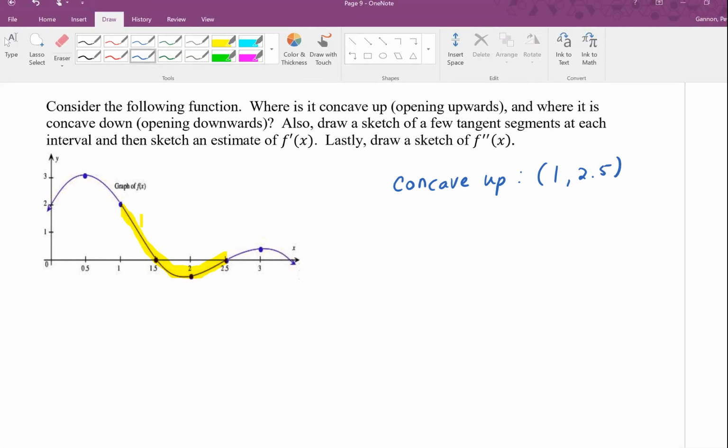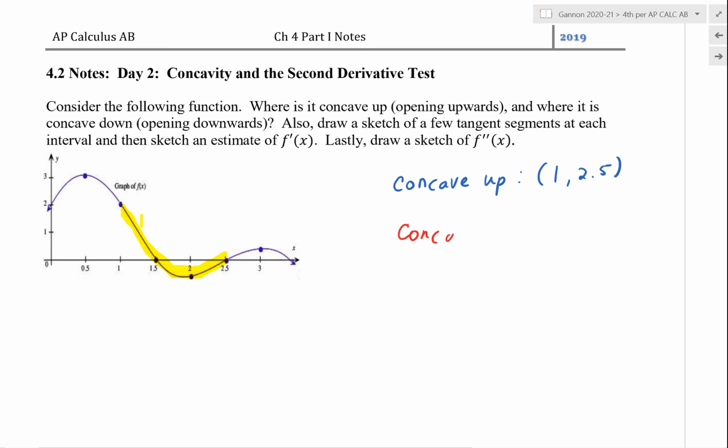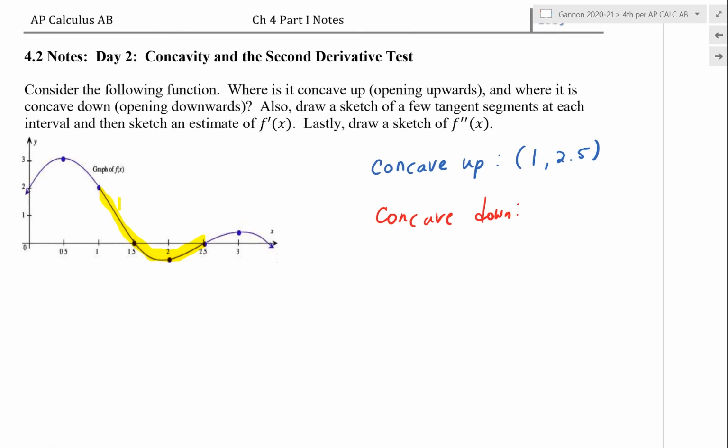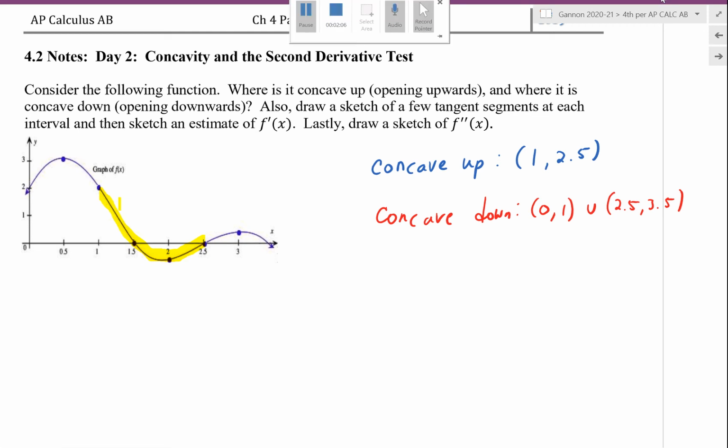And then the graph is going to be concave down when it's opening downwards. So that's going to start at 0 until we hit 1. And then it's going to be concave down again from 2.5 till approximately 3.5, based on what we can see on the graph. Now, we don't know what necessarily is going to happen after 3.5. The function may continue to stay concave down. It really just depends on the function. But for the interval that we can see, from 0 to approximately 3.5, those would be your intervals when it's concave up and concave down.